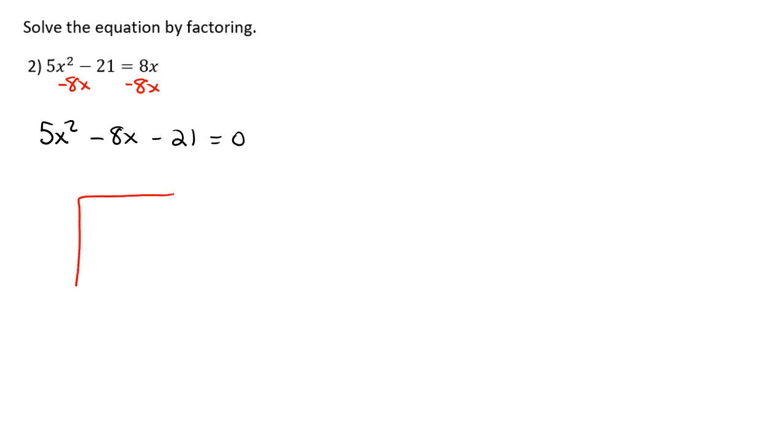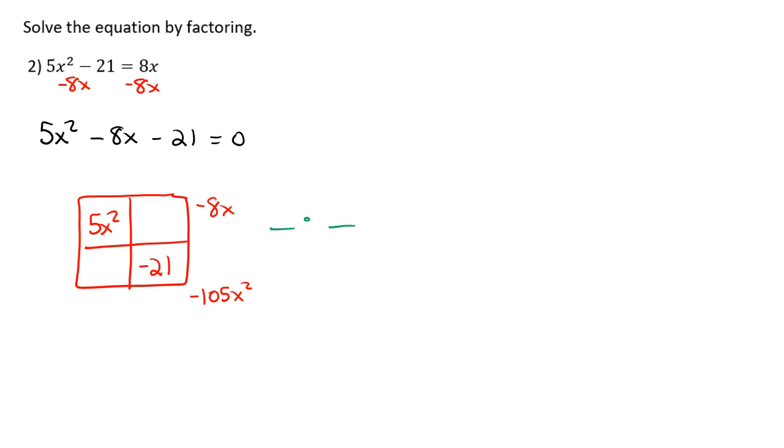So now we're going to go ahead and set up our box. And then we're going to do 5x squared times negative 21, which is going to give us negative 105x squared. We've got to find two values that are going to multiply to be negative 105x squared and combine to be negative 8x. So after a little work, I figured out that we're going to have negative 15x and 7x. That's going to give us negative 105x squared. And negative 15x plus 7x is negative 8x.